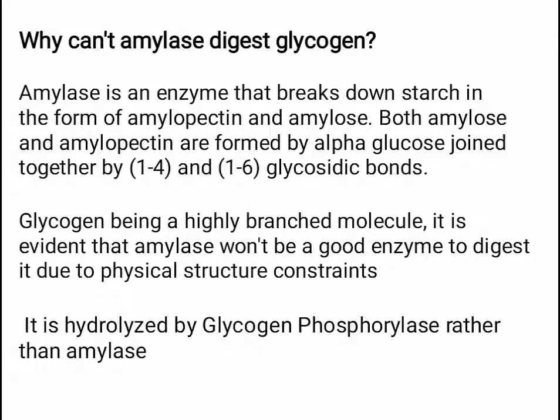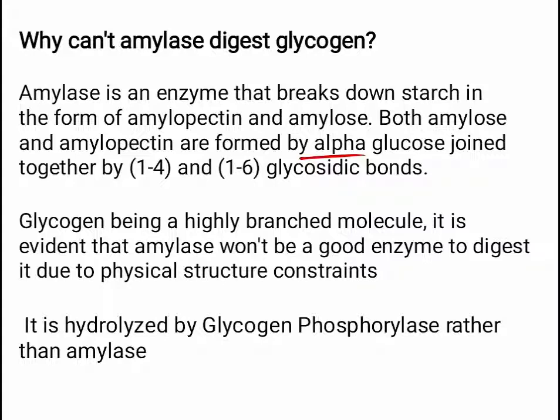Now a question may arise: why can't amylase digest glycogen? Amylase is an enzyme that breaks down starch in the form of amylopectin and amylose. Both amylose and amylopectin are formed by alpha glucose joined together. That means the glycosidic linkages are alpha 1,4 and 1,6 glycosidic bonds. Glycogen being a highly branched molecule, it is evident that amylase won't be a good enzyme to digest it due to physical structure constraints.